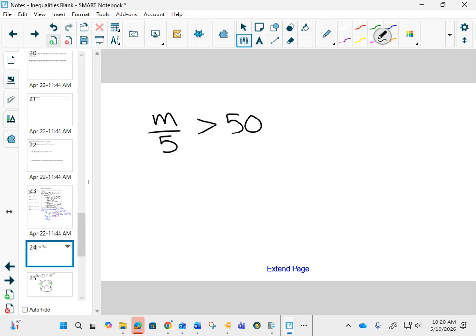Now, if we want to get the m by itself and we're equation solving, what is the opposite of dividing by 5? Multiplying by 5. So I multiply this side by 5, and I multiply this side by 5. The 5 and the divide by 5 would go away and you just have m. 50 times 5 is 250.